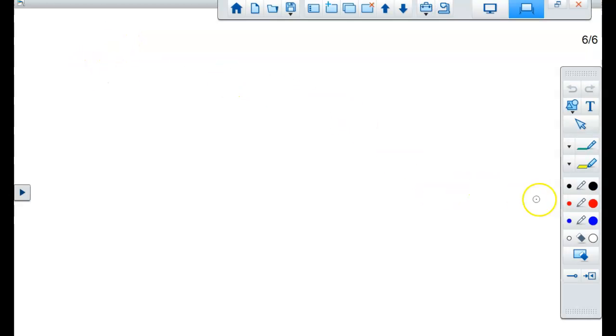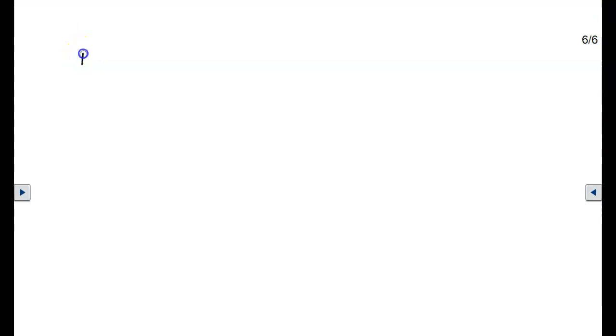All right, folks, we have been working for the last few days on simplifying square roots. And so today we are going to start learning to do some different operations with square roots. And we're going to begin today with multiplying square roots.